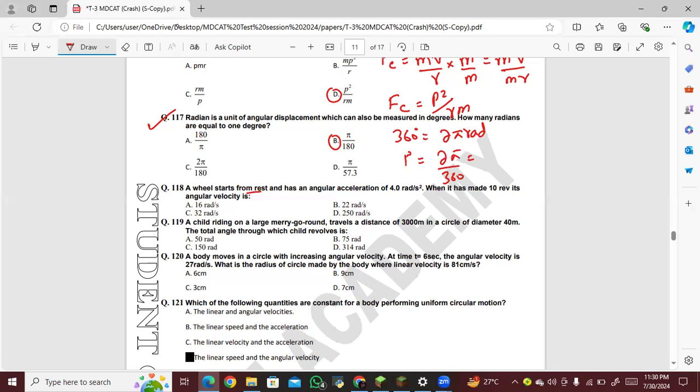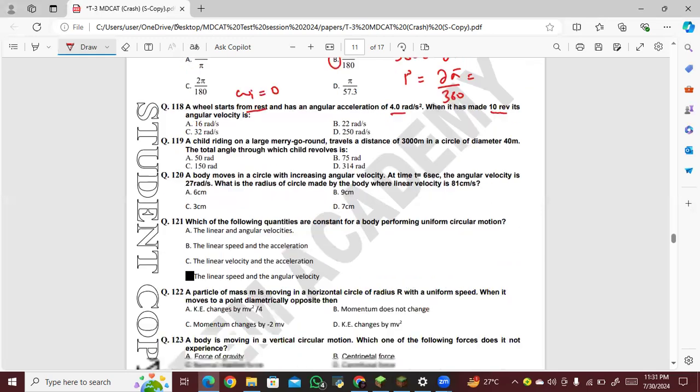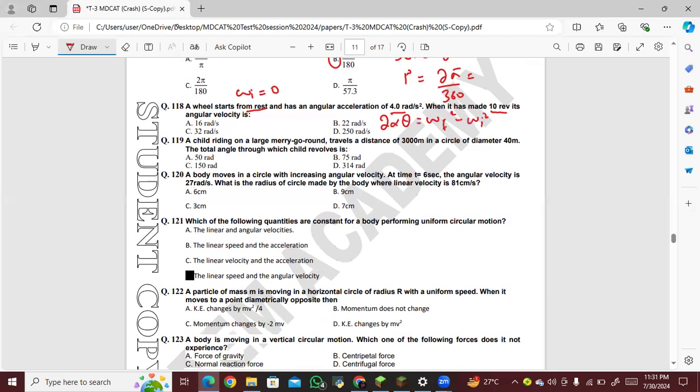If the wheel starts from rest, it means its initial angular velocity is 0. Angular acceleration is given. When it has made 10 revolutions, its angular velocity is? So first of all, can we use the second equation of motion or the third equation of motion? 2 alpha theta equals omega f square minus omega i square.